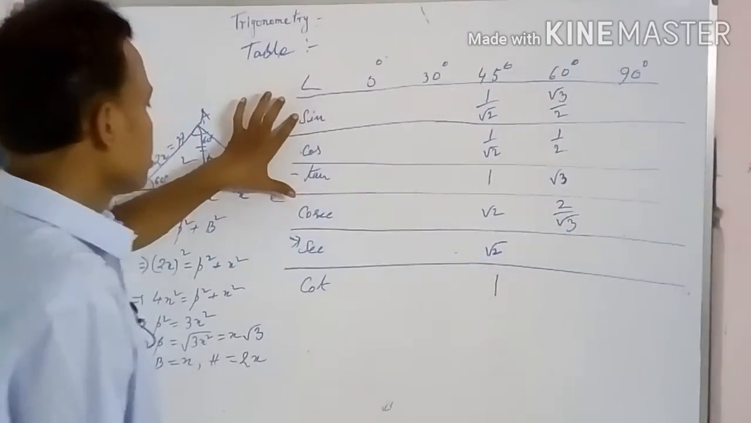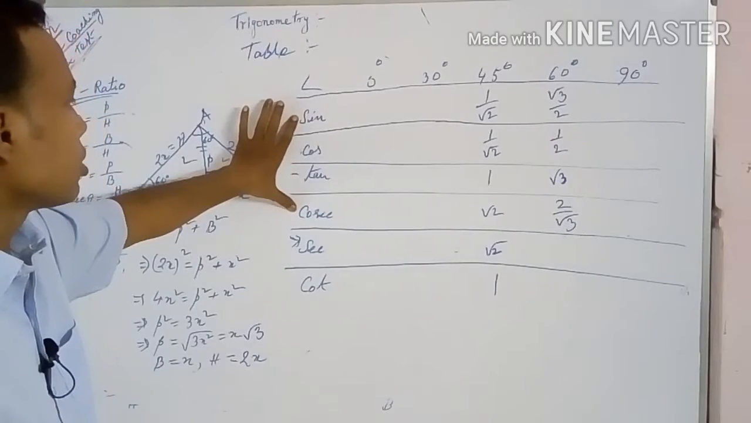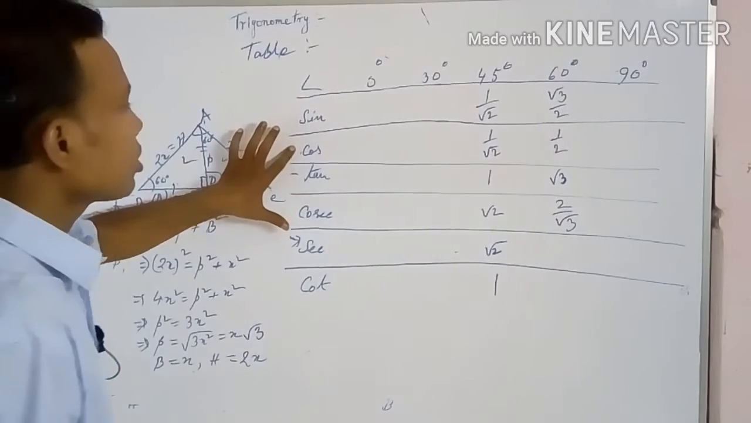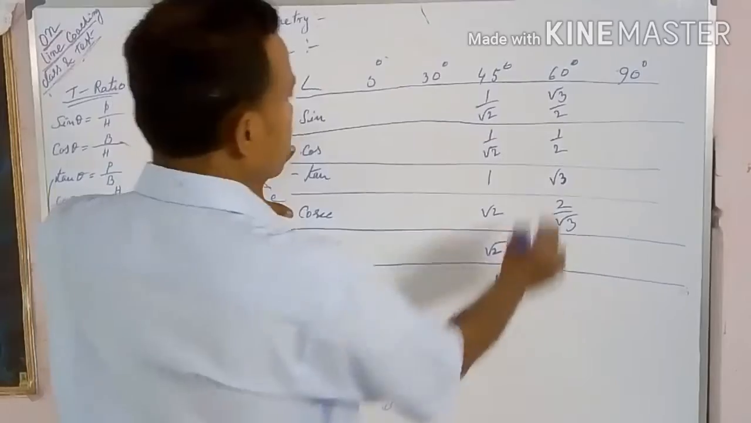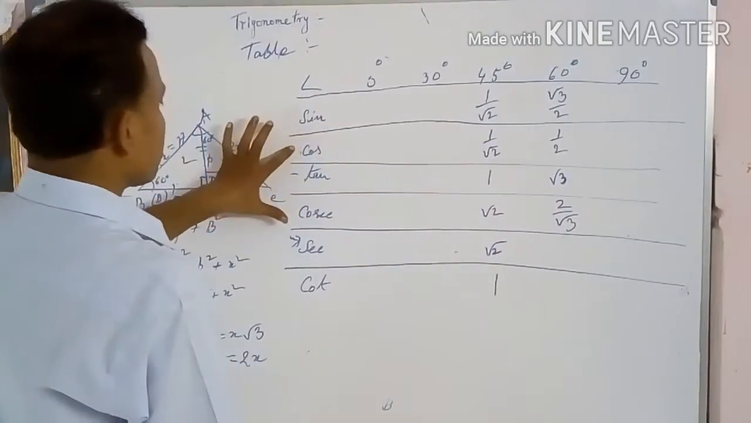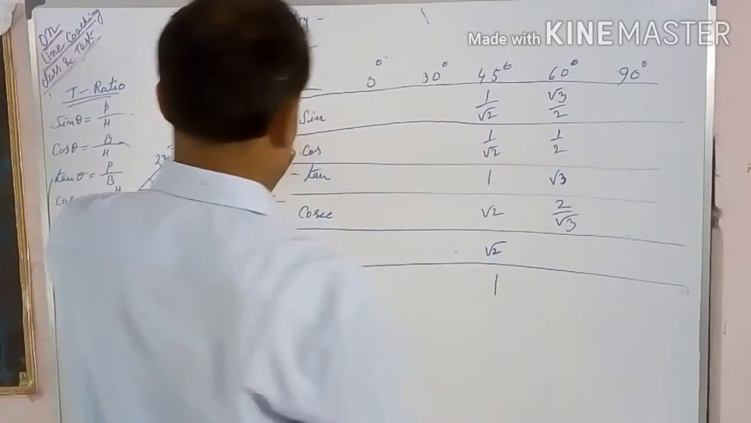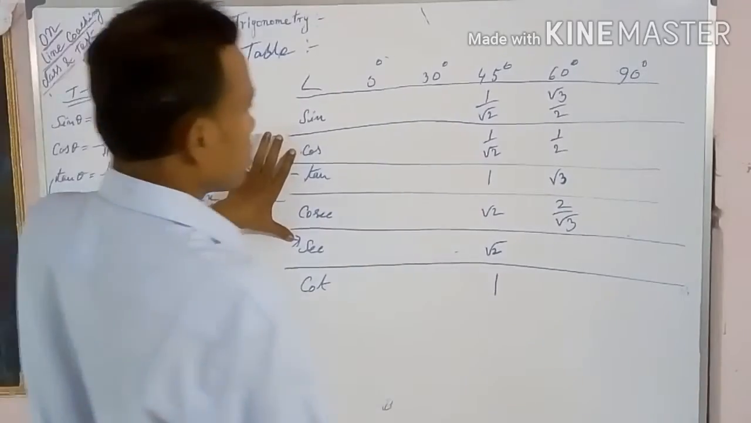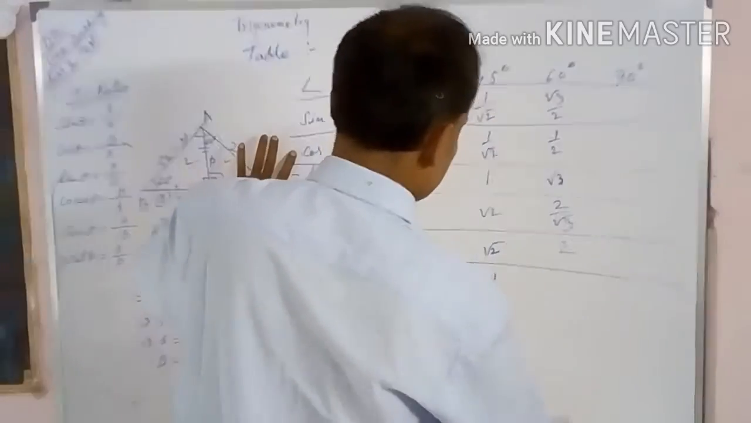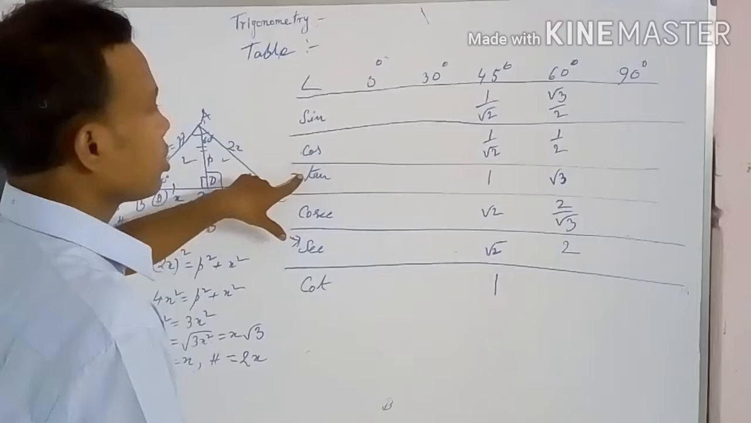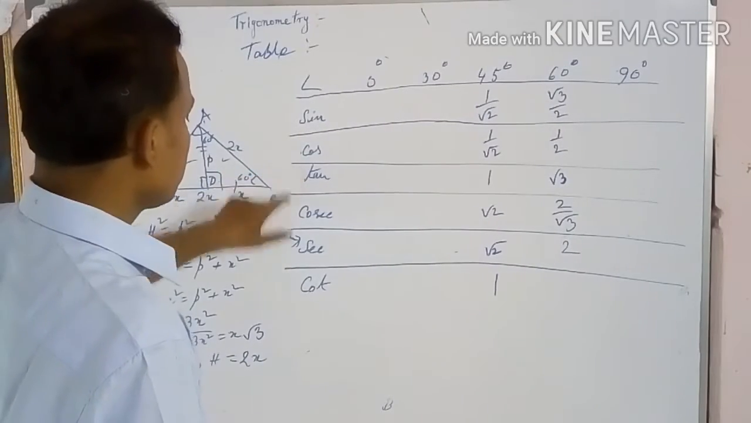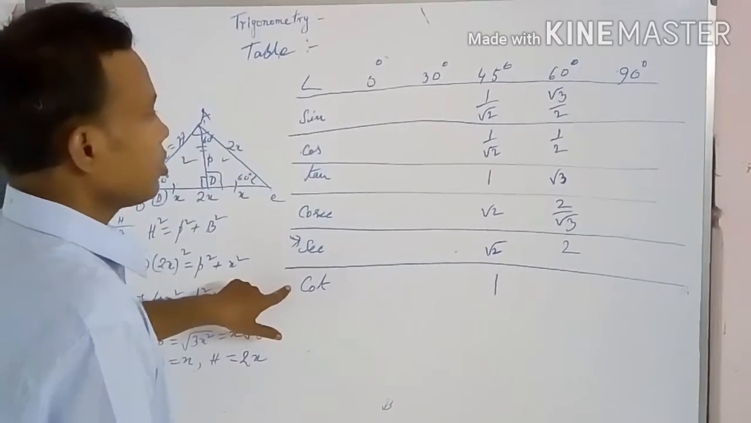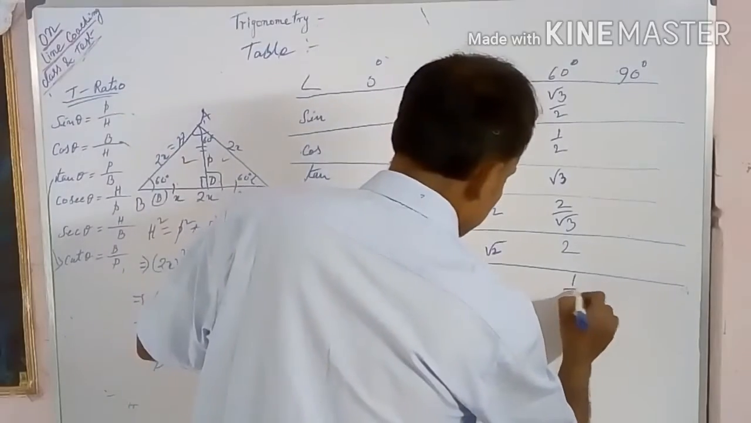Reciprocal of sin theta is equal to cosec theta. That is why. Sec theta: cos 60 degree is equal to half, so sec 60 degree will be what? Sec 60 is equal to 2. Then tan 60 is equal to root 3. Cot 60 will be 1 by root 3.